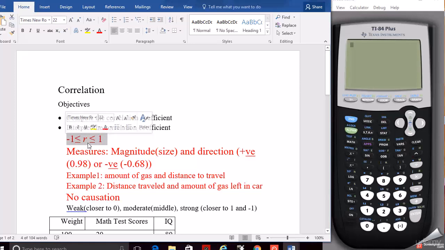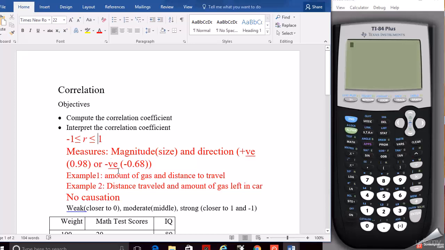When we compute the correlation coefficient, the values can range from -1 to 1. That means that the correlation coefficient value cannot be less than -1 and cannot be more than +1. So the values can be negative or positive. A negative value indicates that there is a negative association between the two variables. That means that as one variable increases, the other decreases. A positive value indicates a positive association between the two variables, which means that as one increases, the other also increases.